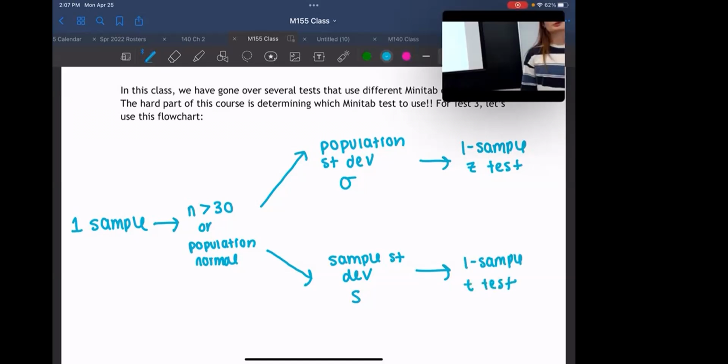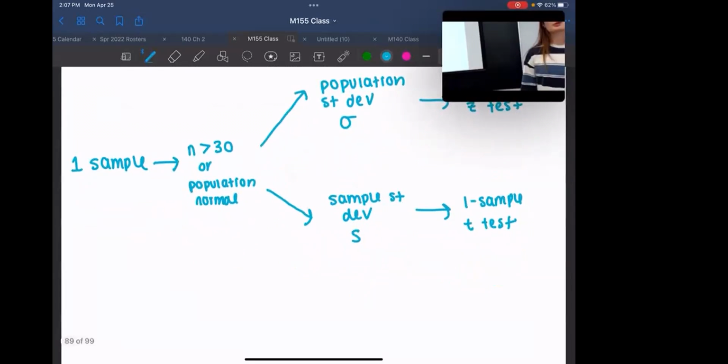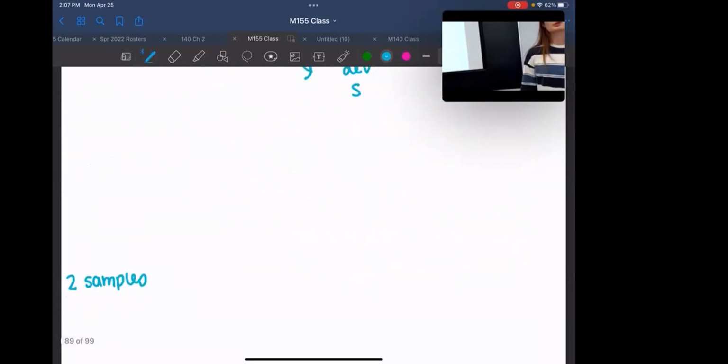Okay, this is something that you might want to write on your note card, for example, if you're taking the test. Something like this will help you decide, okay, am I given one sample or two samples? Which one am I given? This will tell you what test to use. I think it's pretty easy to read the chart rather than try to memorize every little thing in a test or quiz. Okay, let's go to two samples.